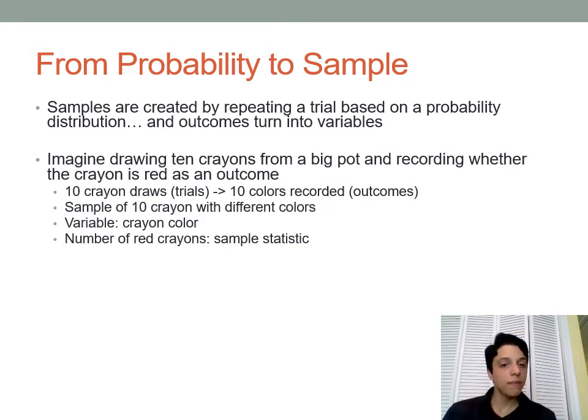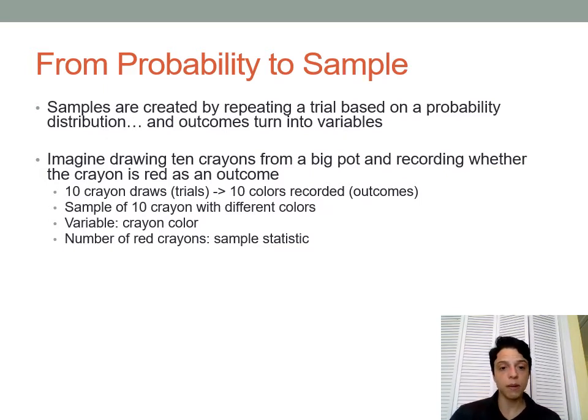So again, imagine you do 10 crayon draws from a really big pot, record the color of your crayons from each of those draws. That means you have 10 of these trials and 10 different outcomes. You can also think of that collection of outcomes as a sample of crayons where the variable is the crayon color. And you could calculate the percentage of crayons that are red or the number of crayons that are red, and that would be an example of a sample statistic. So that would be a description of the actual set of crayons that you have drawn from your big pot.